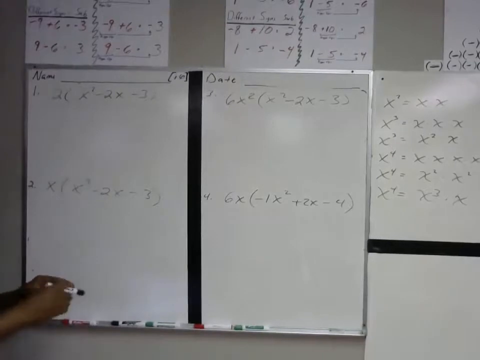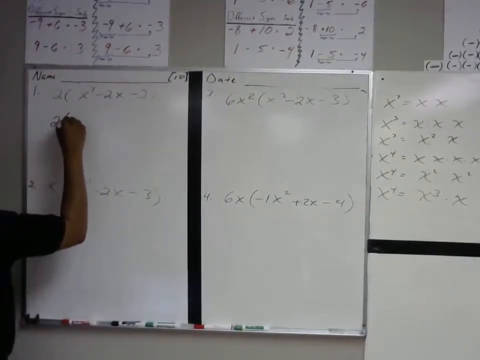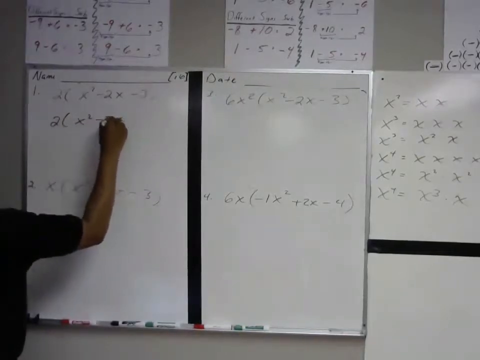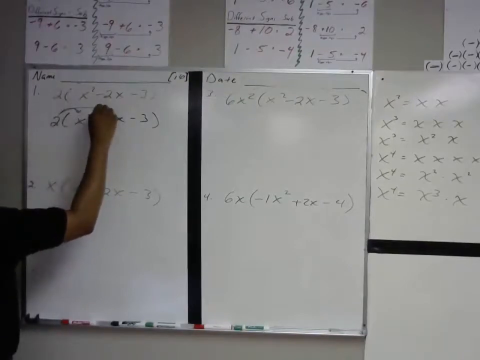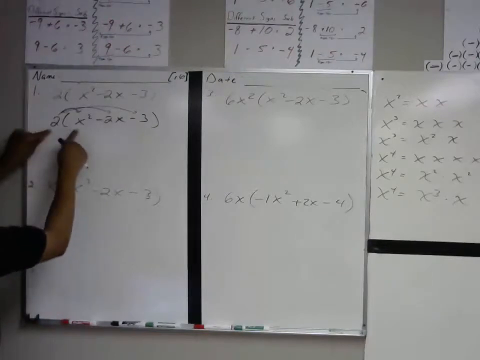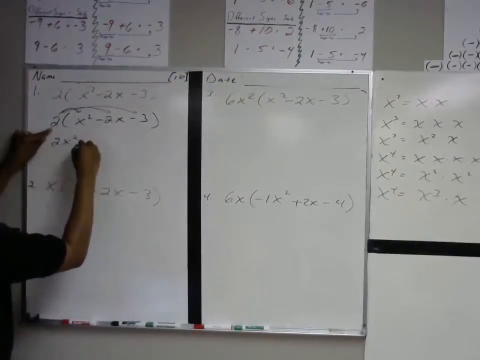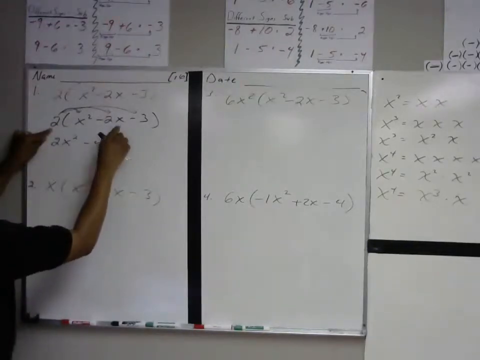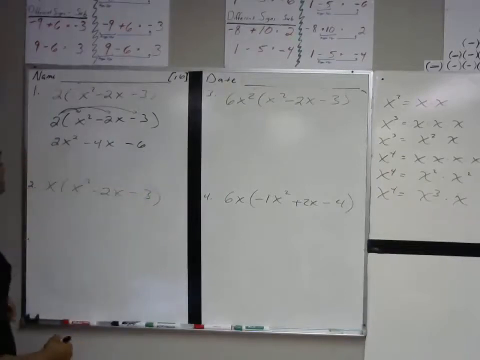All right, first we will be preserving the integrity of the original problem. So this is again 2 times x squared minus 2x minus 3. And we'll be distributing the 2 to here, here, and there. So essentially we have 2 times x squared, which is 2x to the second power. And then 2 times negative 2, which is negative 4, times x. And 2 times negative 3, which is negative 6. And that's it. That's your distributive property.